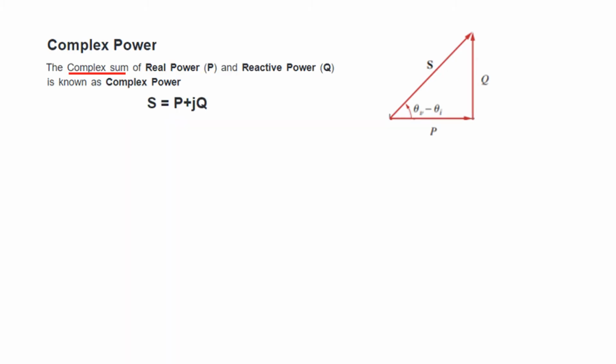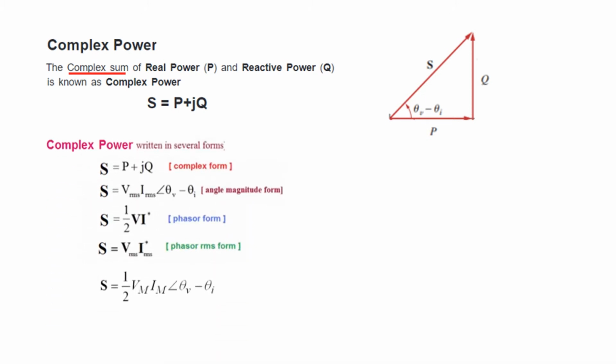Okay, and now we come to the complex power. Complex power is the summation of the two, this plus this. Whatever we get is the complex power. So we can say that the complex sum of real power plus reactive power is the complex power. So S is equal to P plus jQ. And as we discussed, there are several ways of writing this. All of these we can use to calculate the complex power.